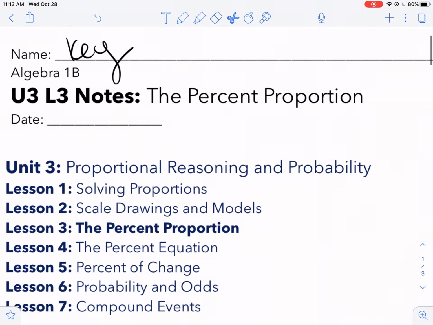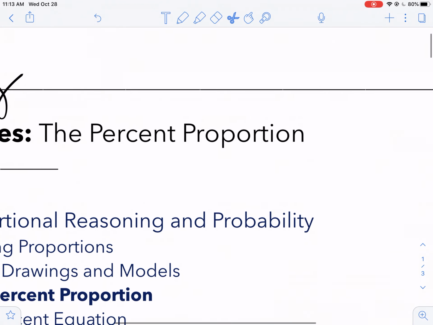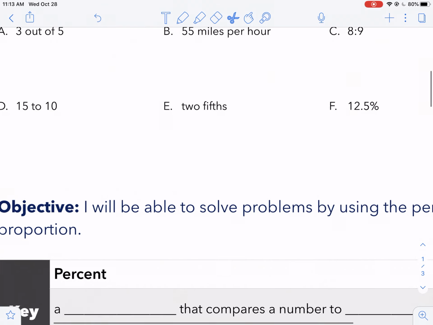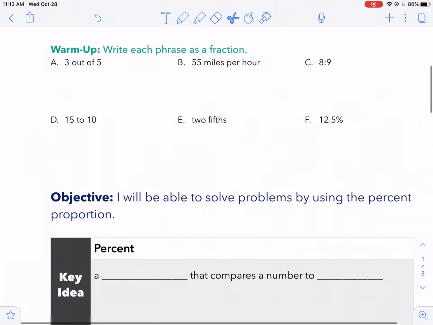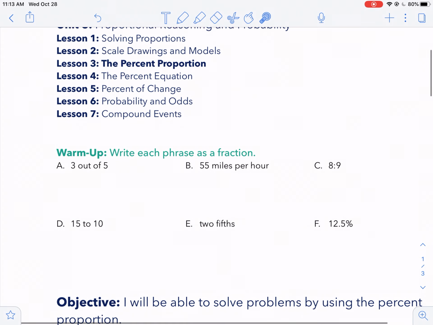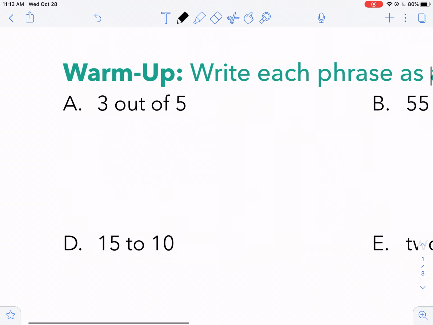Oh, hey guys, welcome to Unit 3, Lesson 3 Notes on the percent proportion. By the end of the day, you will be able to use the percent proportion to solve problems. Oh man, I said that backwards. That's okay. All right, let's go ahead and get started.